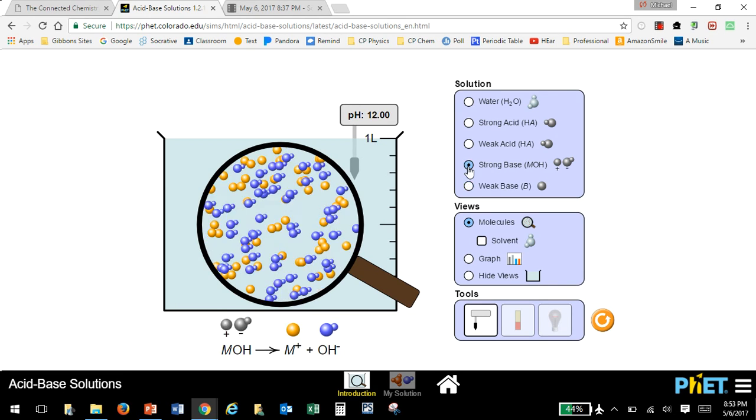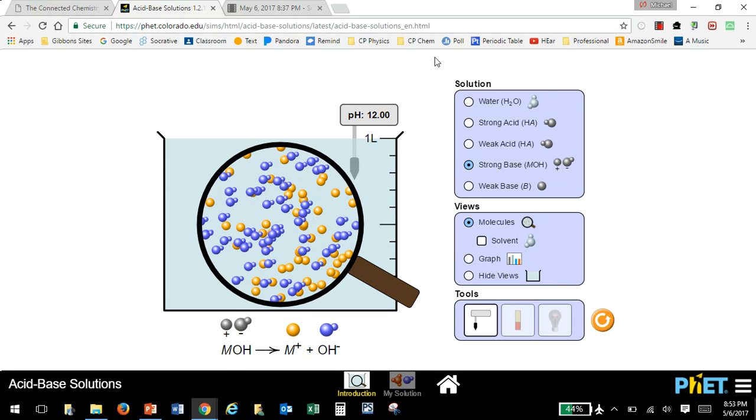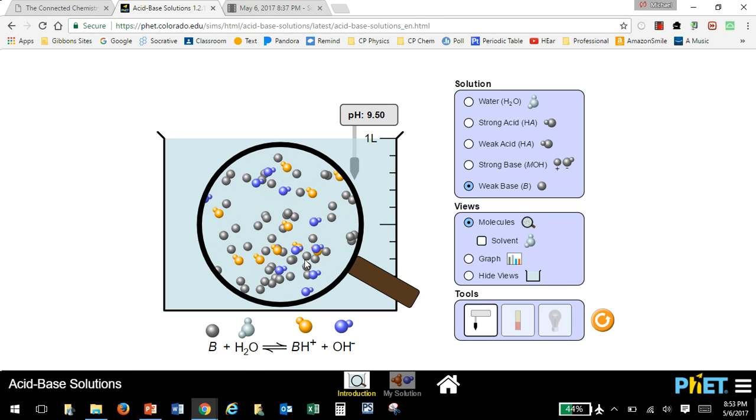So the pH difference between a strong base of 12 and a weak base of 9 is a matter of how much of that OH is being released. Strong bases will release a bunch of that OH and bring the pH way up. Weak bases aren't so sure they want to form that. It's an equilibrium back and forth. And so that's why that's that way.